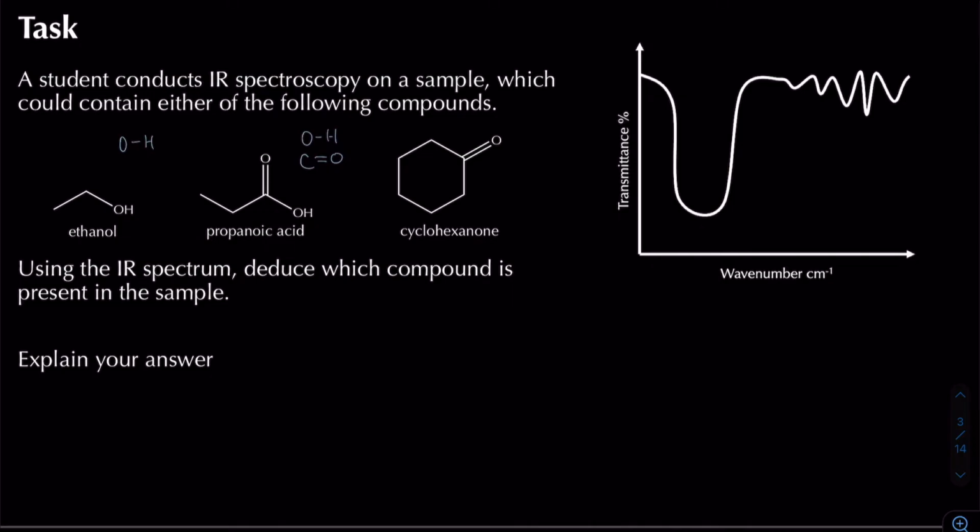Cyclohexanone will have that characteristic carbon-oxygen double bond, and that will happen whether we've got an aldehyde or a ketone itself as well. Now we're asked to use the IR spectrum to deduce which compound is present within the sample. Straight away I can see that I've got a peak for an OH bond over here, and I can also see that I don't have a peak for a carboxylic acid OH bond or for a carbon-oxygen double bond. So I know this is going to be ethanol.